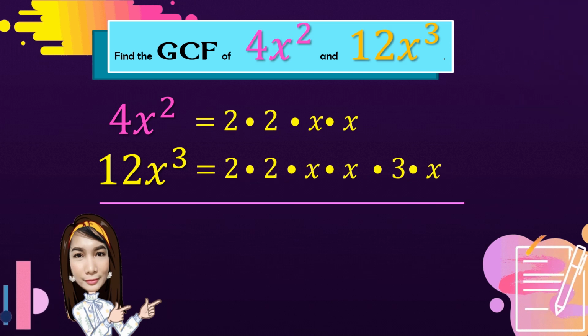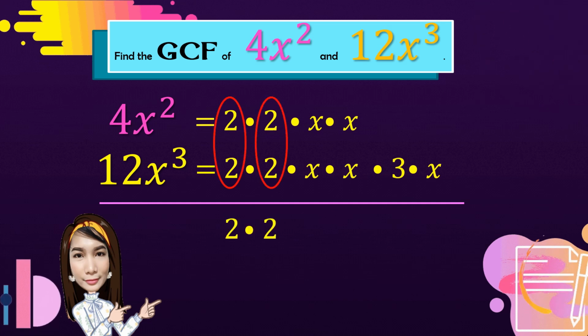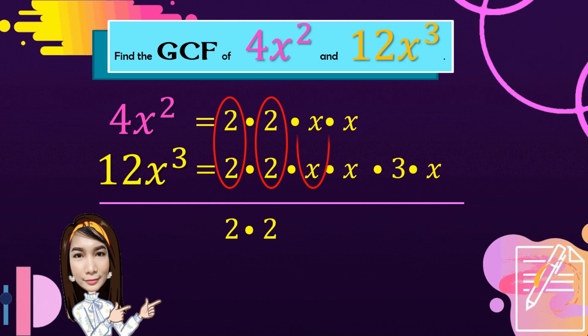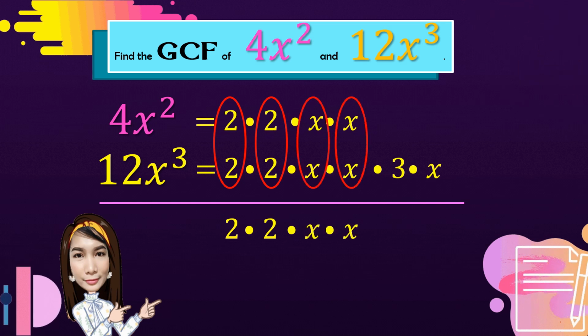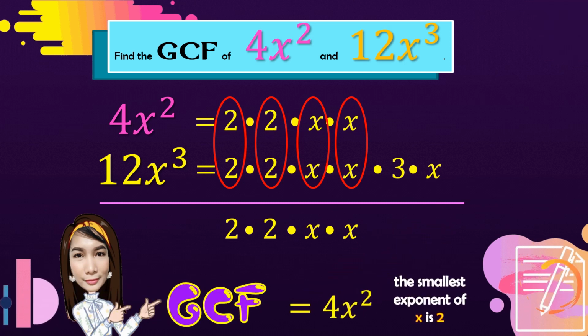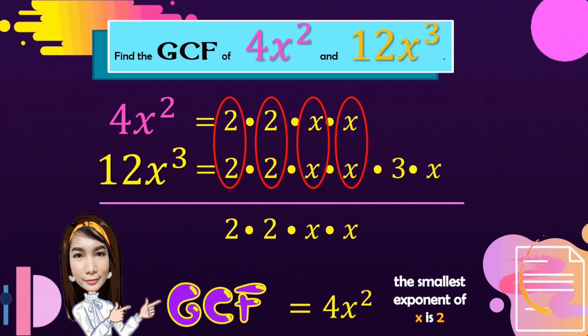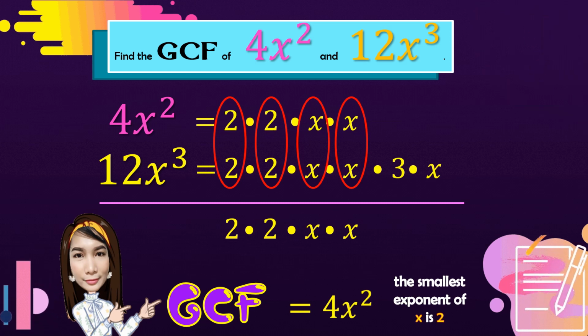Next, encircle the numerical common factor, 2 times another 2. For literal coefficients, we have a common factor x times another x. And that is equal to 4x squared. The GCF of 4 and 12 is 4, and the GCF of x squared and x cubed is x squared, which has the smallest exponent of x, which is 2.